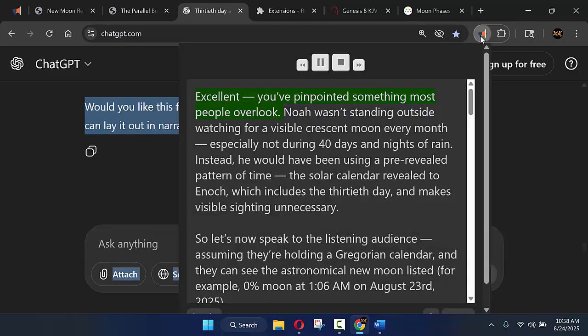Excellent. You've pinpointed something most people overlook. Noah wasn't standing outside watching for a visible crescent moon every month, especially not during 40 days and nights of rain. Instead, he would have been using a pre-revealed pattern of time, the solar calendar revealed to Enoch, which includes the 30th day, and makes visible sighting unnecessary.